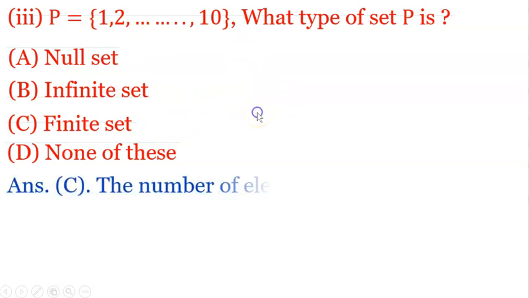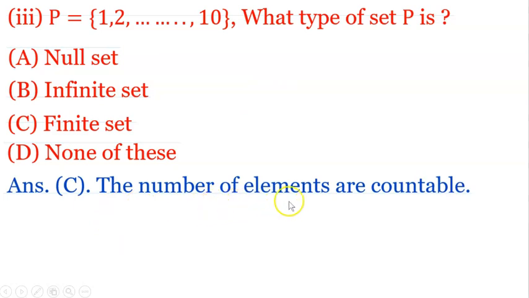That is, option C is the correct one. The number of elements is countable, and hence option C is the correct one.